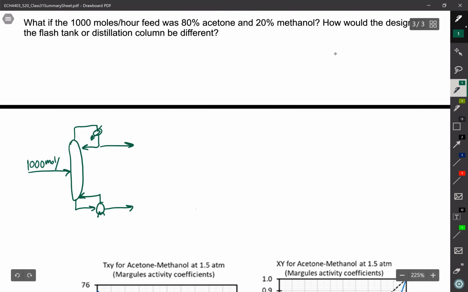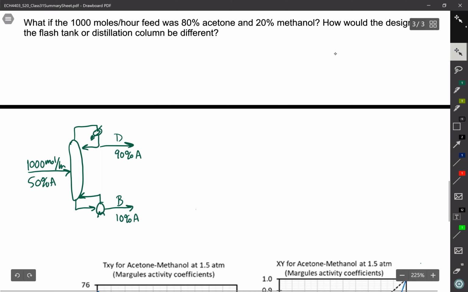1,000 moles per hour, 50-50, 50% acetone, 50% methanol. And I don't know what my flow rate is, but I know that acetone is my, quote, more volatile. Or it doesn't really make sense to say more volatile when you have an azeotrope. But anyway, these are what my specifications of the problem are.